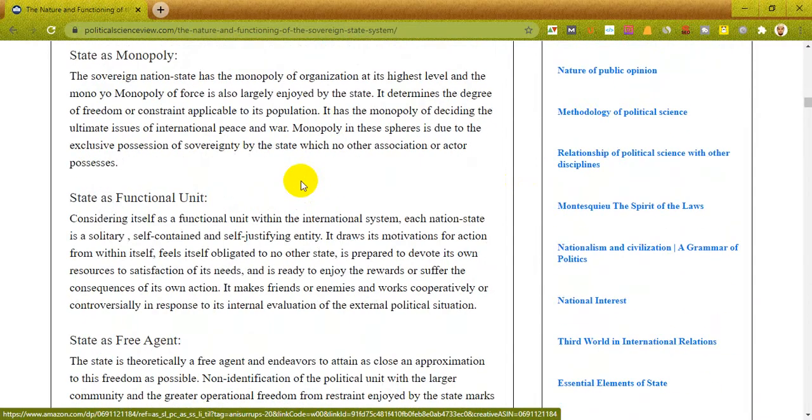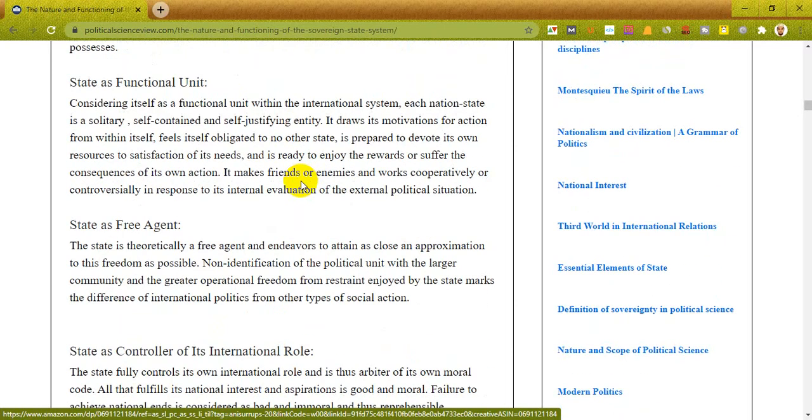State as monopoly. The sovereign nation-state has the monopoly of organization at its highest level, and the monopoly of force is also largely enjoyed by the state. It determines the degree of freedom or constraint applicable to its population. It has the monopoly of deciding the ultimate issues of international peace and war. Monopoly in these spheres is due to the exclusive possession of sovereignty by the state, which no other association or actor possesses.